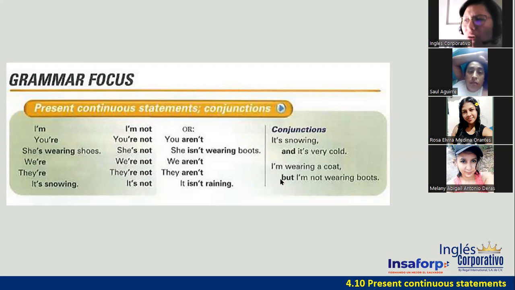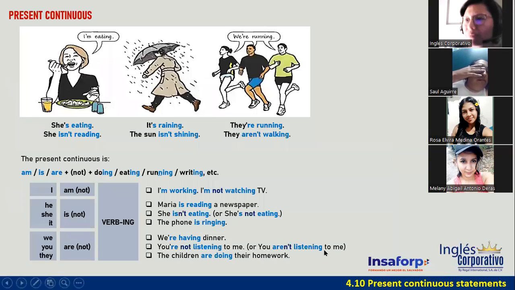Okay, so, but es una que voy a utilizar cuando yo quiero contrastar dos ideas. Estoy vistiendo esto, pero no estoy vistiendo aquello. Y con and es para agregar, ¿verdad? Addition. Ese es como lo que debemos de pensar cuando usamos and. Estamos agregando, adding to the list. But es para contrastar dos ideas. Pero, entonces, and then you continue with the contrasting idea.